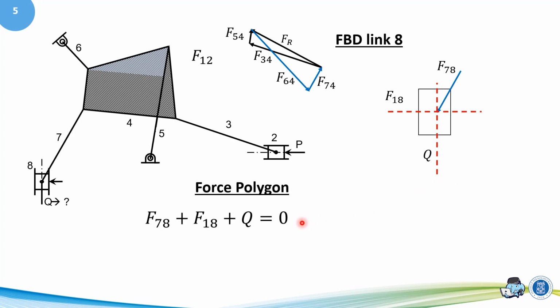And then this is the force equilibrium. We have F7X plus F1X plus Q equals 0. To solve this problem, we draw F7X, and the direction of F1X and the direction of Q. To form the force polygon, we have F1X going to the right and Q going to the upper side. So finally, we have this complete force polygon and we can know the magnitude of the force Q.